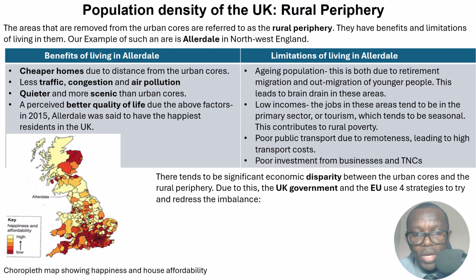Okay, so we'll be looking at an example of a rural periphery area here in the UK. The one that our specification has recommended is Allerdale, which is in northwest England, in this area over here. Living in the rural periphery has its benefits as well as its limitations. There are some benefits of living in Allerdale.